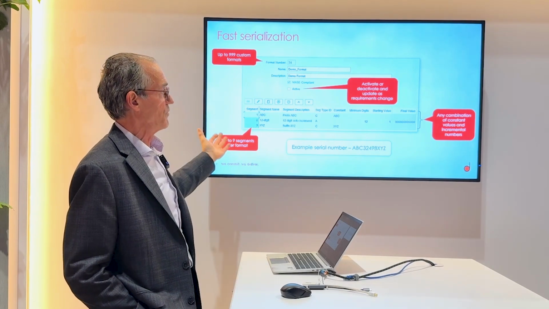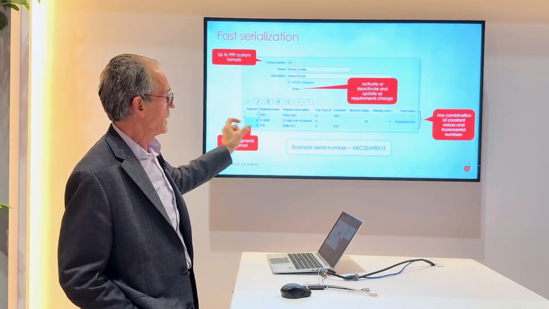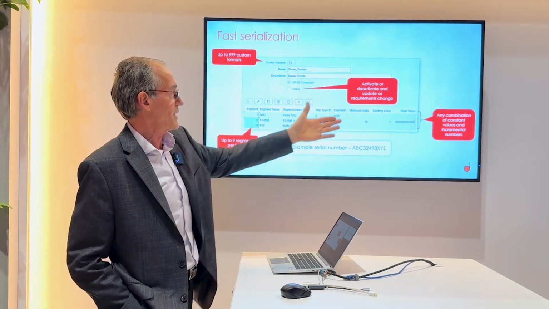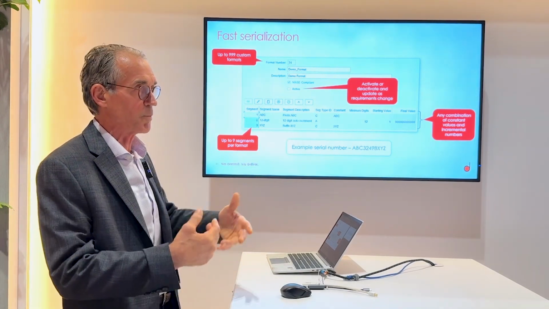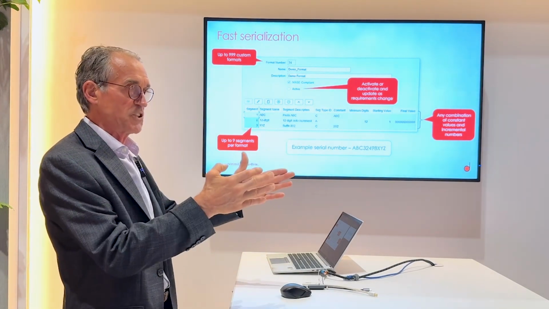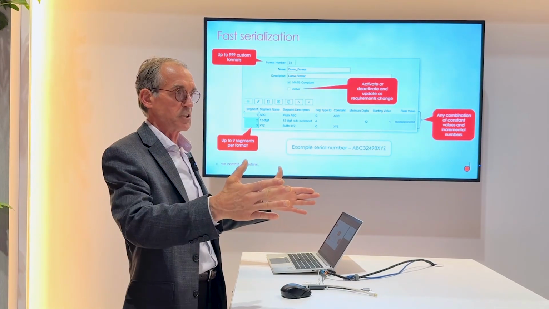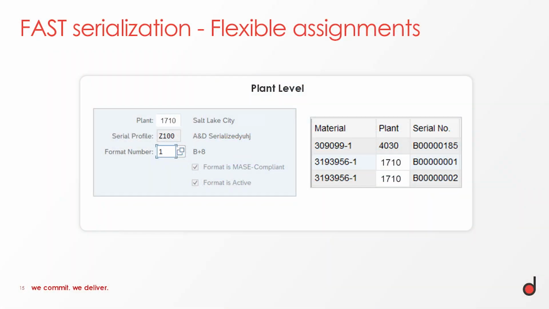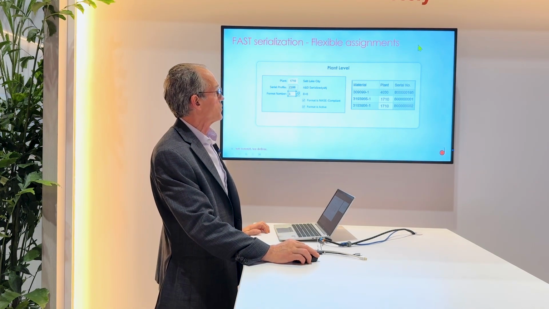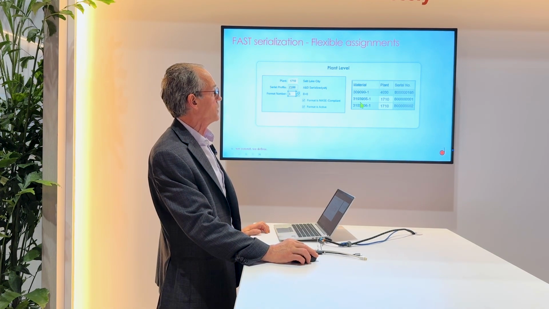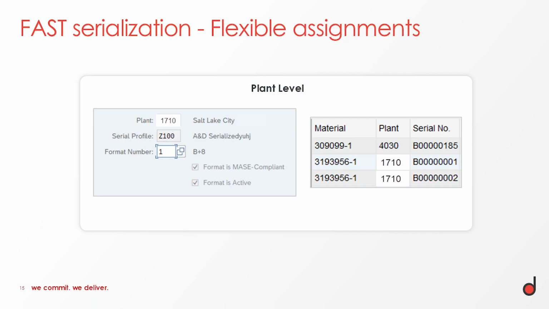So I can have a prefix, I can have a suffix, I can have multiple segments, and then I can define the numbering range for the actual serial number that'll get appended or inserted in the middle of this custom serial number format. We can do plant assignments at the plant level, so I can define a serial number profile, assign it a format, and then you see some examples here of serial numbers that have been generated for materials based on the plant.